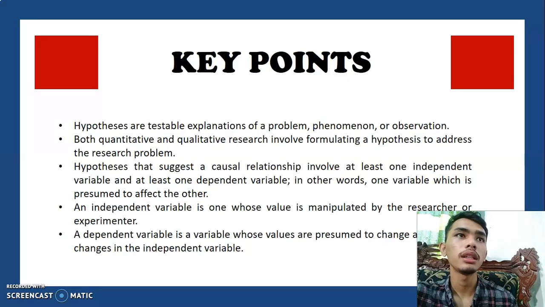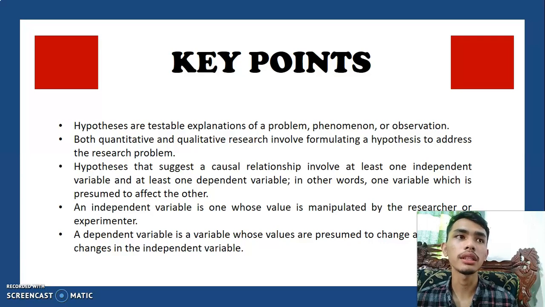Next are key points. First, hypotheses are testable explanations of a problem, phenomenon, or observation. Second, both quantitative and qualitative research involve formulating a hypothesis to address the research problem. Hypotheses that suggest a causal relationship involve at least one independent variable and at least one dependent variable. In other words, one variable which is presumed to affect the other.